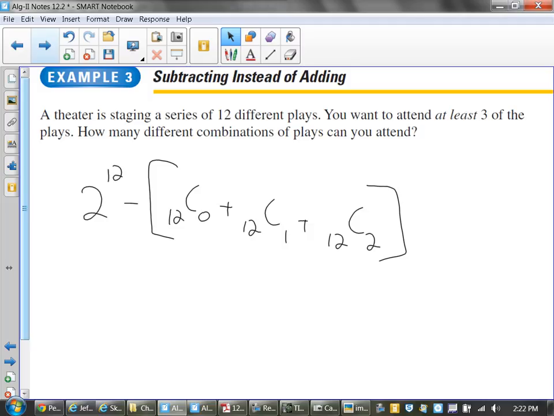Wait, explain the 2 as well. What's happening there is you're looking at the total possible ways that you can go or not go to the 12 plays. But you said the 2 is go or not go? Yeah.